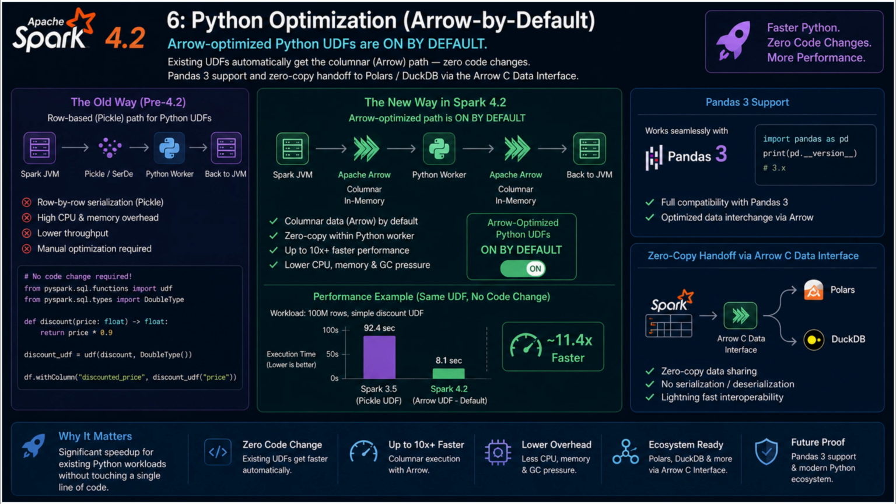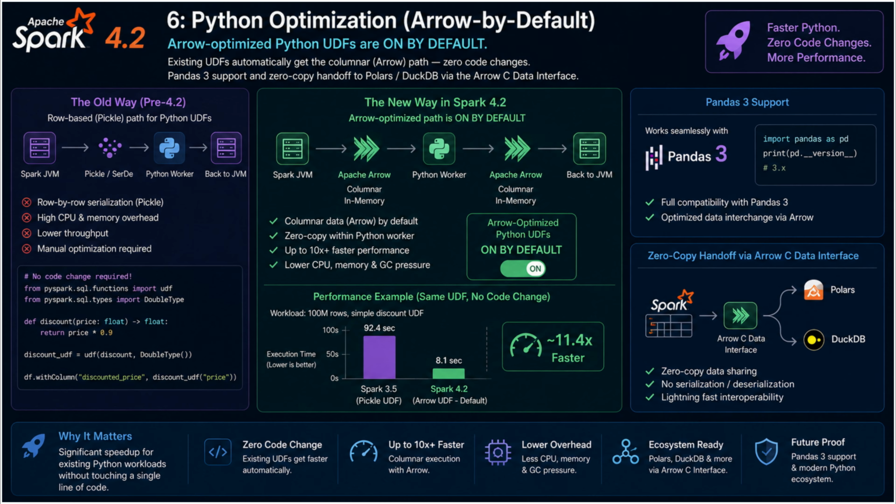Python optimization: Arrow by default. For the Python users, they receive another major boost. There are Arrow optimized Python user-defined functions, now enabled by default. Previously, Python user-defined functions often suffered from serialization overhead because data had to move row by row between the JVM and Python processes. But in Spark 4.2, they automatically use Arrow's columnar format. The benefits of this are immediate: faster execution, lower memory consumption, reduced CPU usage, better throughput, improved scalability.